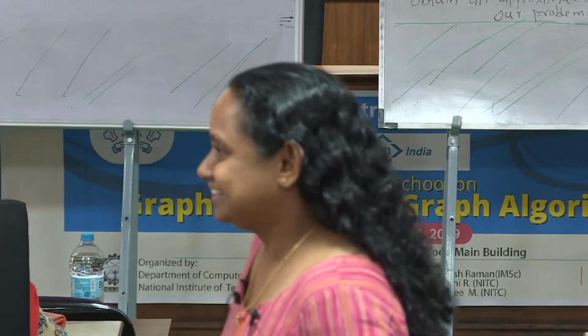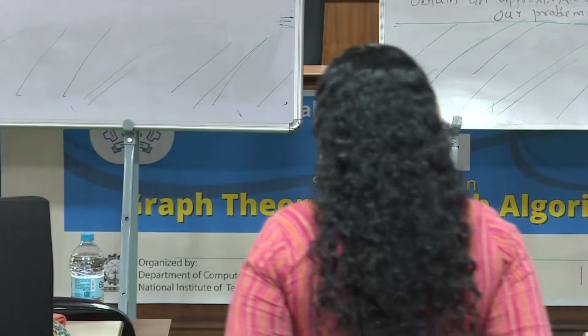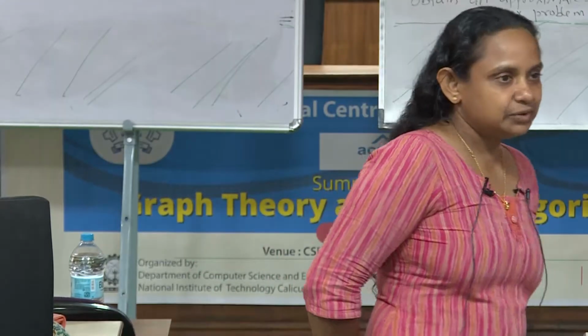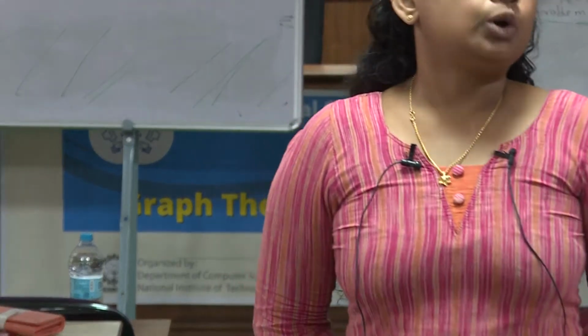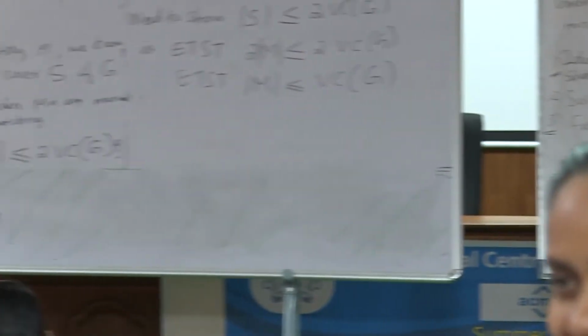Correct. Do you see why? I cannot have a vertex cover of size less than size of M. That is what I need to show. Why?